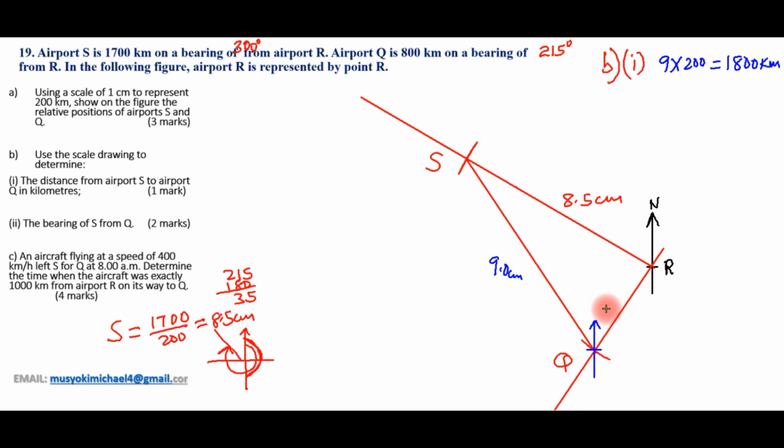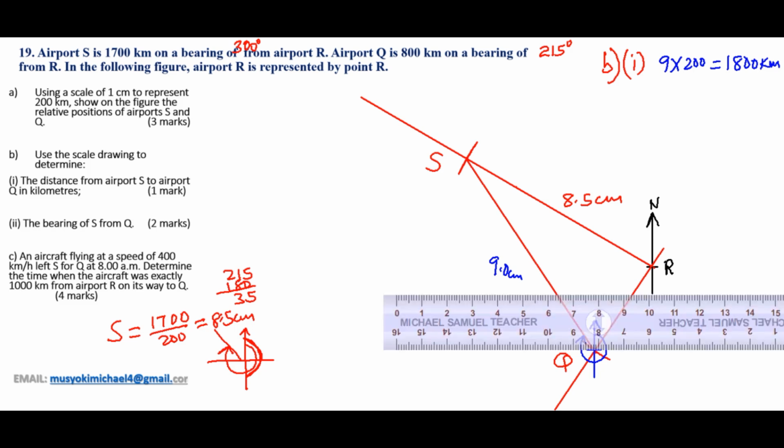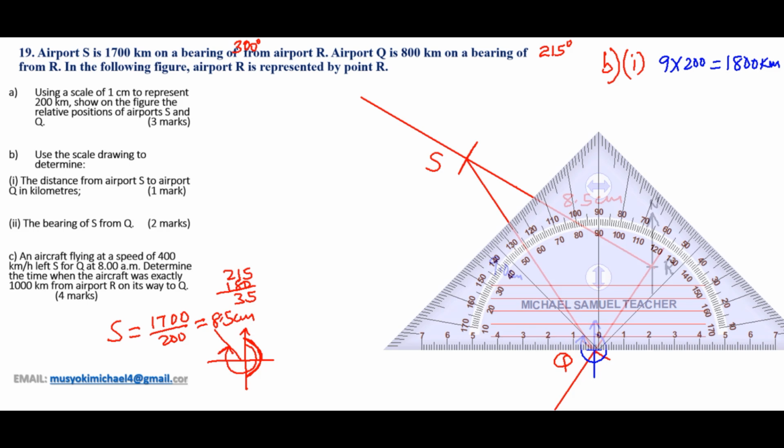Now measure that particular angle, the bearing of X from... You can measure this acute angle, and then you subtract from 360, in terms of either the three-digit bearing or true bearing. So we can use a ruler and we measure.